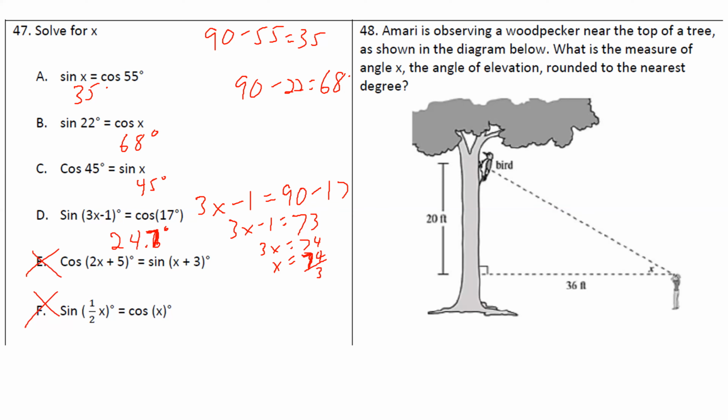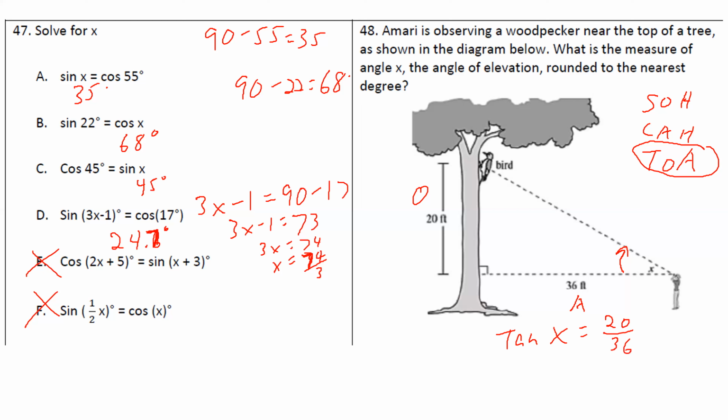48. We have Amari observing a woodpecker near the top of the tree. As shown in the diagram below, what is the measure of angle X, the angle of elevation, to the nearest degree? So again, this angle here, we have a side that's next to it. So that's our adjacent piece. This is our opposite. So using sine, cosine, tangent, some old hippie caught another hippie tripping on acid. The one that uses opposite and adjacent is tangent. So tangent of X equals 20 over 36. To get rid of tangent here, we're solving for an angle measure. You have to do the inverse tangent.